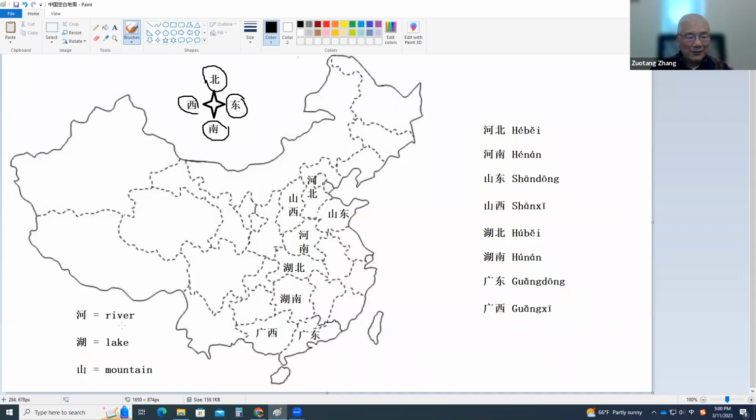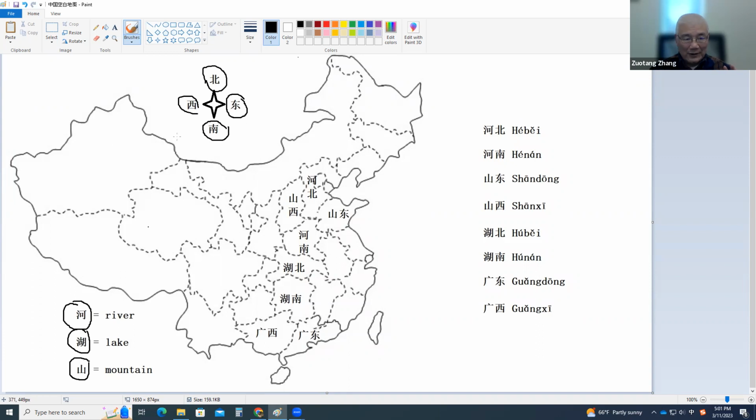And also, I'm going to teach you the 3 very important characters in Chinese place names. The first one is He, which means river. The next word is Hu, that's a lake. And the next one is Shan, which means mountains. Lots of place names have either the word He or Hu or Shan in them.